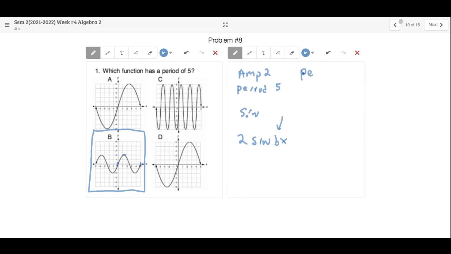I'll remember to find b, the period is equal to 2 pi over b. I want to find b. I know what the period is. It's 5. So I'm just going to put 5 is equal to 2 pi over b. I'm going to bring the b up here. I'm going to bring the 5 down here. Okay, I'm just solving for b. So b is equal to 2 pi over 5. So my equation, the equation for this graph, is 2 sine 2 pi over 5 x. Done. So if they ask me to write an equation for that, that would be my equation.